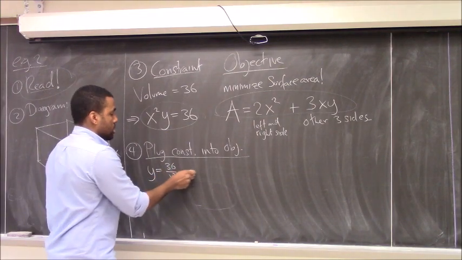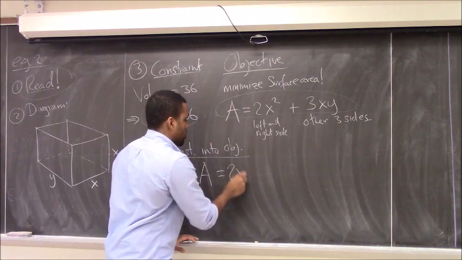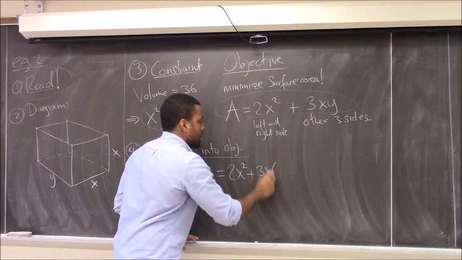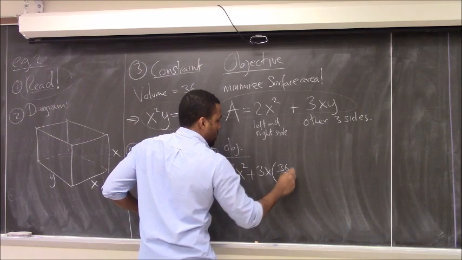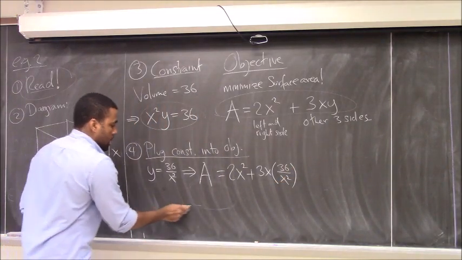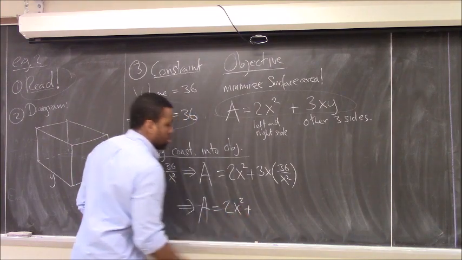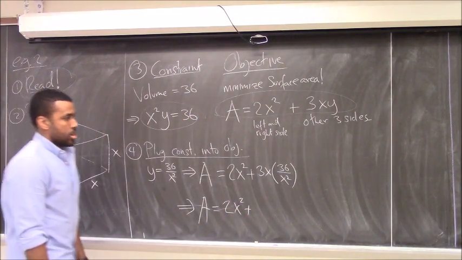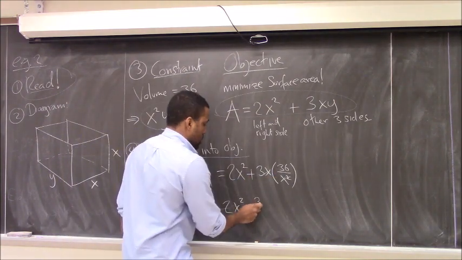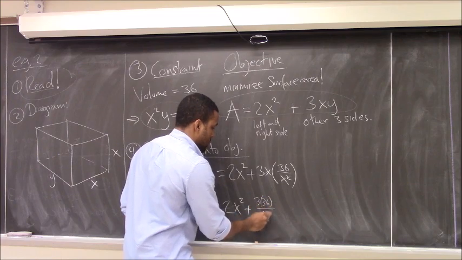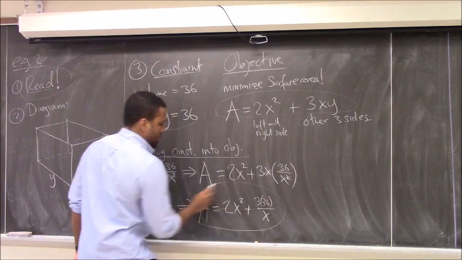And so this means I can plug that into my new area function. So I have 2x squared plus 3x times the y. I'm going to plug this in: 36 over x squared. So that means my area will be 2x squared plus, cancel that, so that's 3 times 36 over x. So now this is my area equation in one variable.